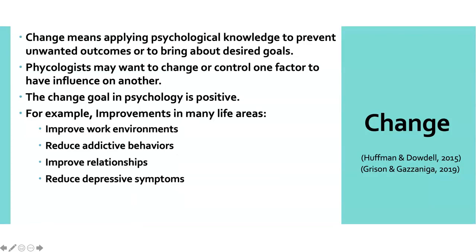The final and fourth goal in psychology is to change, control, or modify behaviors which may be harmful, ineffective, or interferes with life functioning. Psychologists may want to control or change one factor in order to have an influence on another.